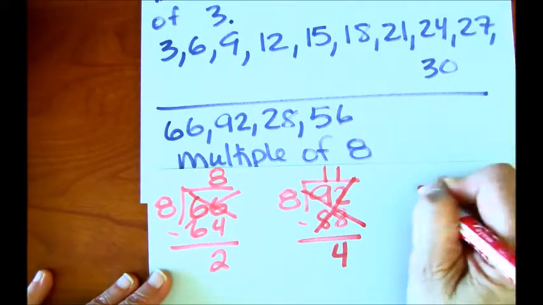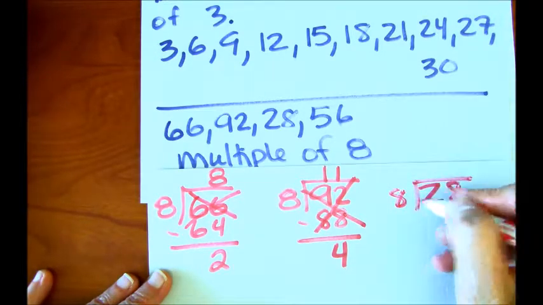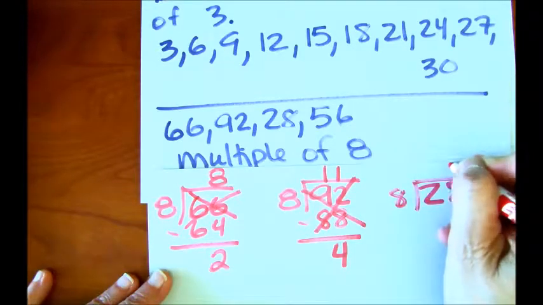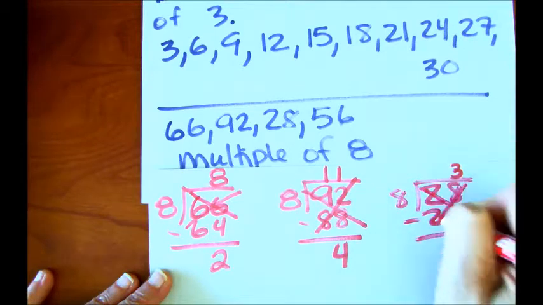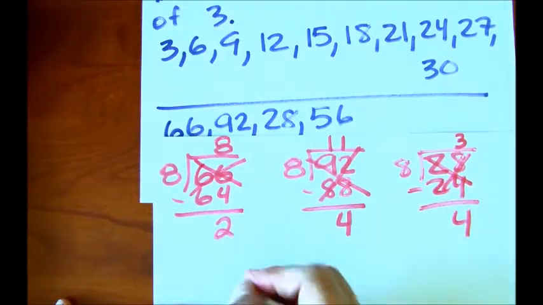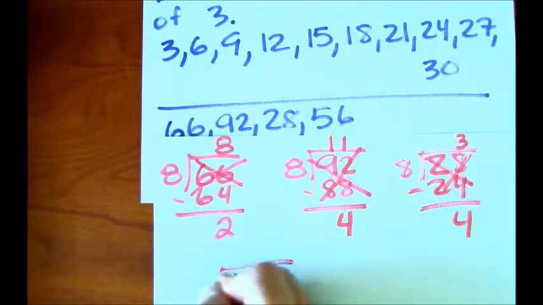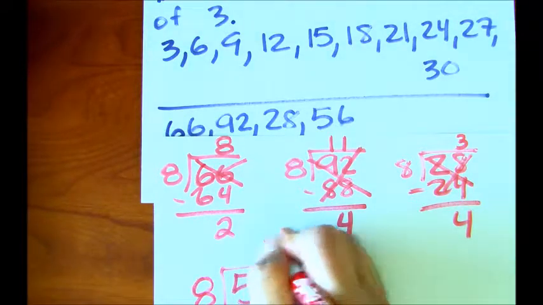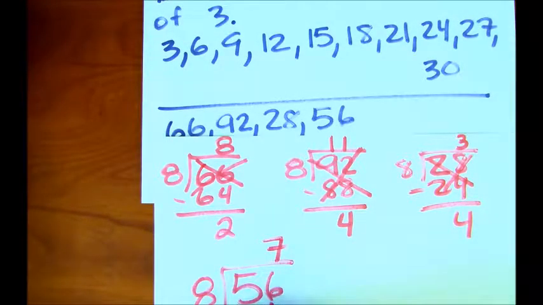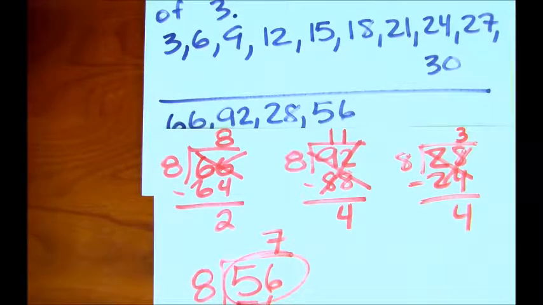How about, does 8 go into 28? I know 8 goes into 24 3 times. Again, I'm going to have 4 left over, so that's not going to work. And hopefully you know that 8 goes into 56. 8 times 7 is 56, so it's going to go 7 times, which is 56. Notice I've got a 0 remainder. 56 is a multiple of 8.